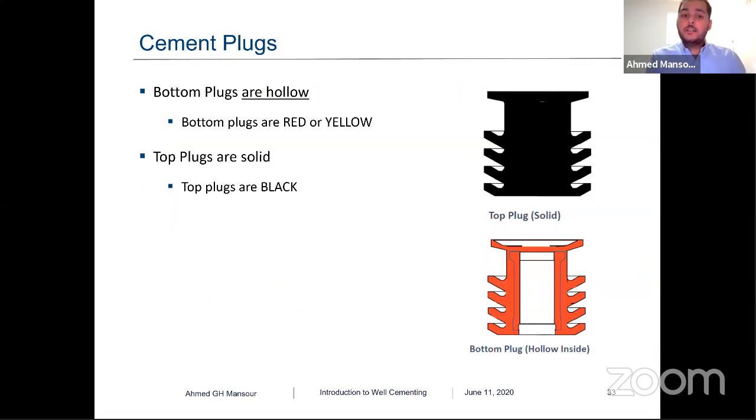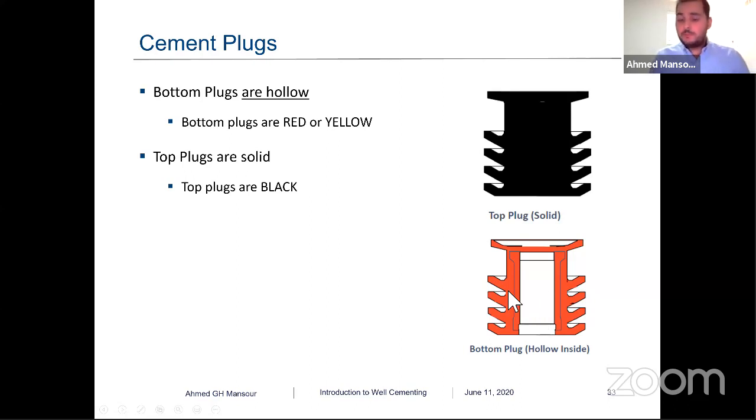Cement plug. We have two types of cement plug. We have the top plug, which is the black one. We have the bottom plug, which is the red one. The top plug has no hollow, it's solid. The bottom plug has a hollow, it's empty. Under high pressure, it's going to open up and allow cement to go through it.